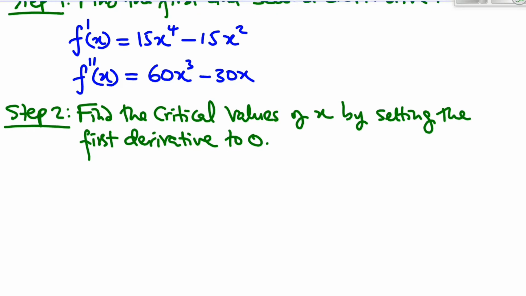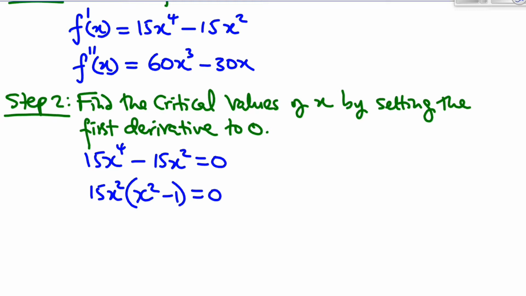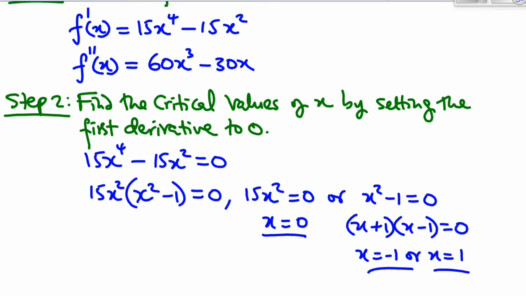So what I'll end up with is my first derivative: 15x^4 - 15x^2 = 0. Factorize out 15x^2, and you end up with x^2 - 1 = 0, which means that either 15x^2 = 0 or x^2 - 1 = 0. Now here x will be equal to 0, but here we have a difference of two squares, so (x + 1)(x - 1) = 0, which means x = -1 or x = 1. So those are our critical values.